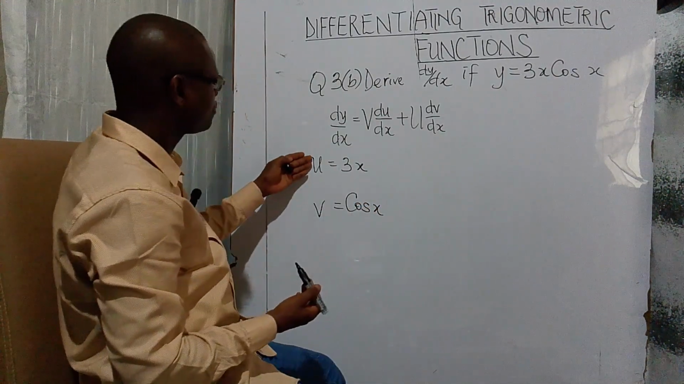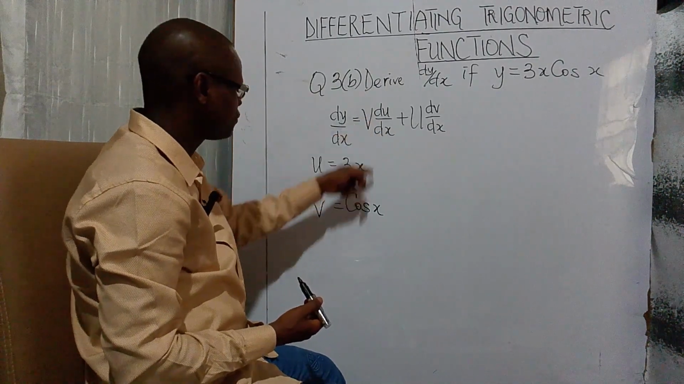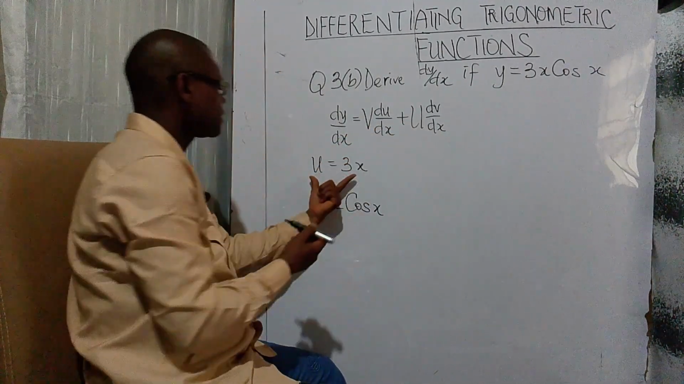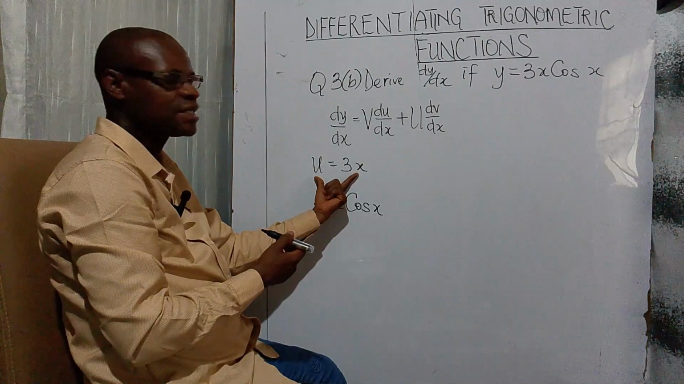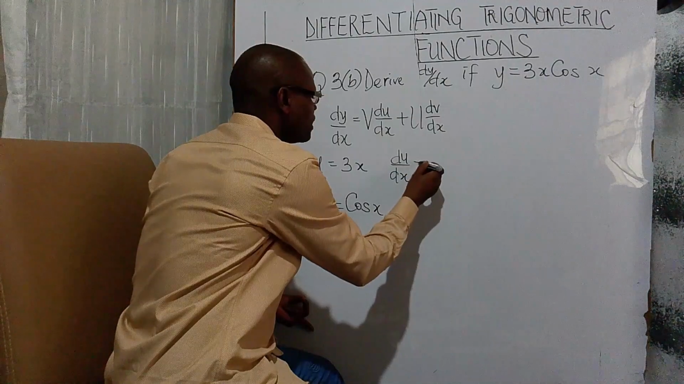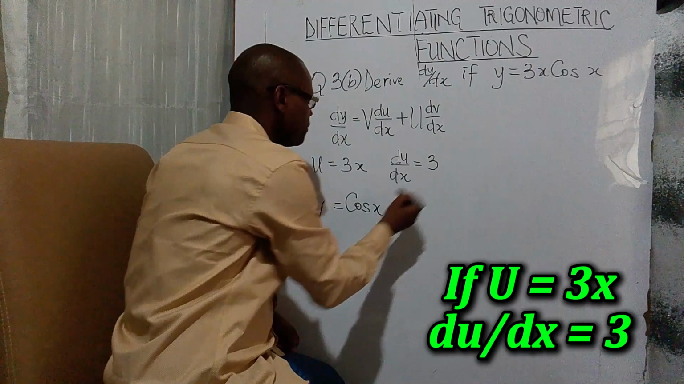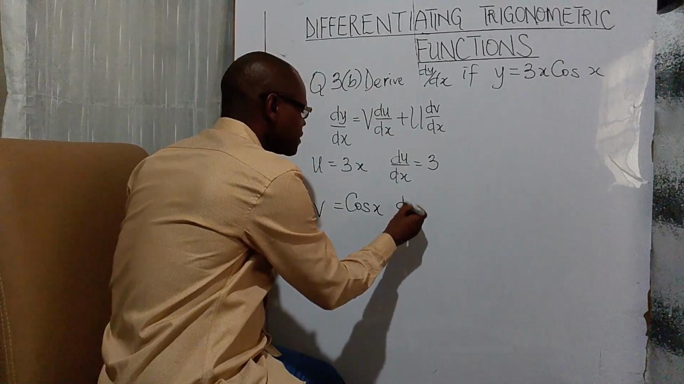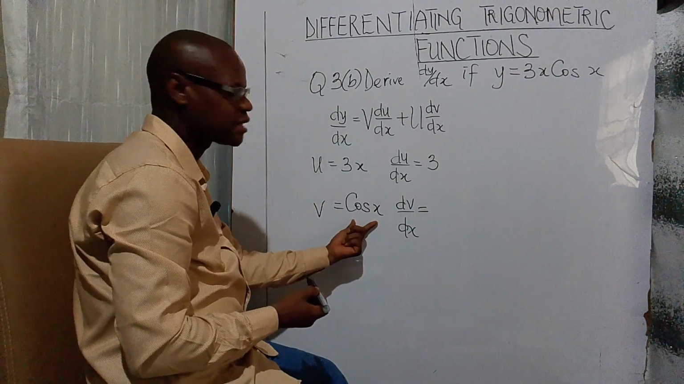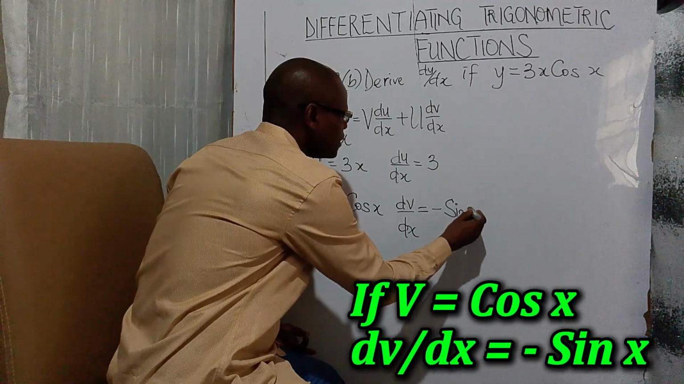So we have an expression for u and v. We now need to derive the expression for du dx and dv dx. For du dx, we can have our du dx from this equation. So du dx simply means we are differentiating u with respect to x, and here we have 3. And when we take dv dx, that is differentiating cos x, and whenever we differentiate cos x, we always have negative sine x.